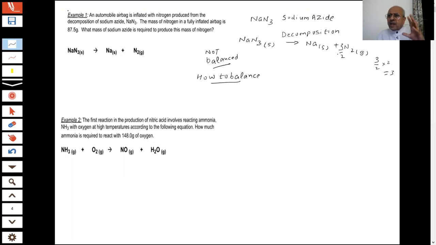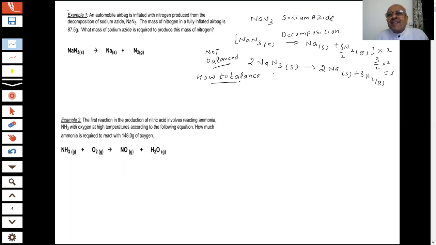But when we write a reaction, we don't write fractions. So what I will do, I will multiply the entire equation by 2, so that the fraction is removed. The result will be, students, 2NaN3(s) produces 2Na(s), and multiplying 3 by 2 into 2, it becomes 3N2 gas.